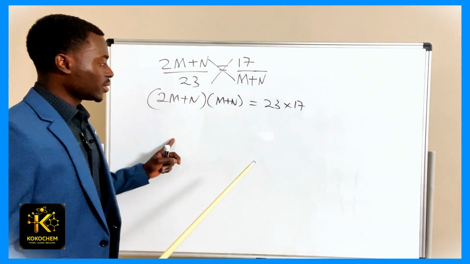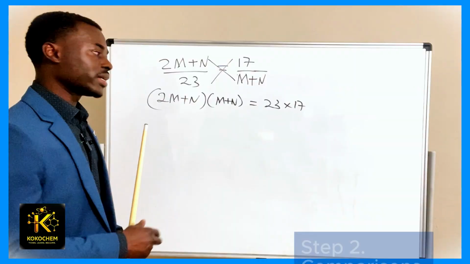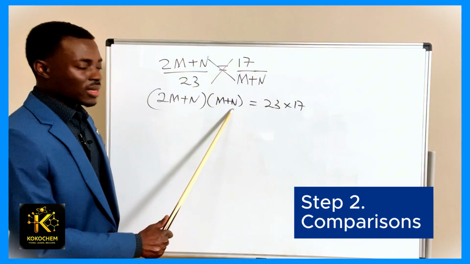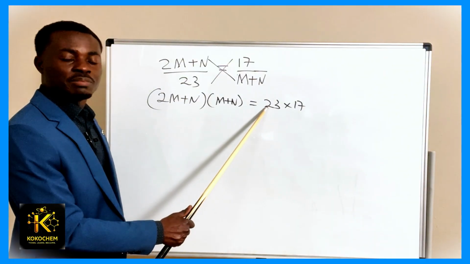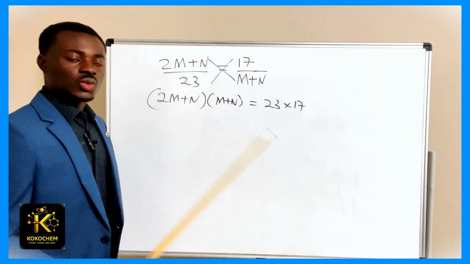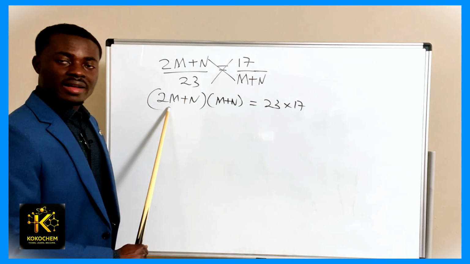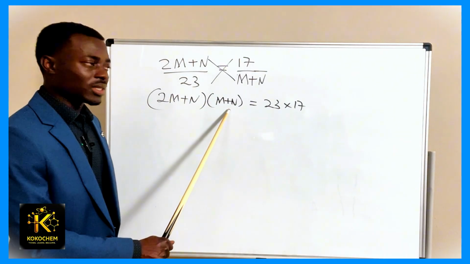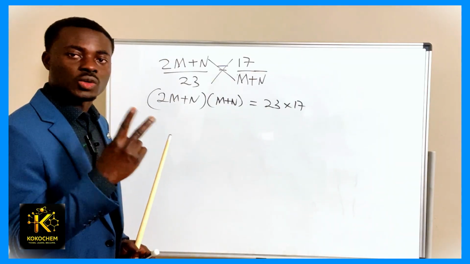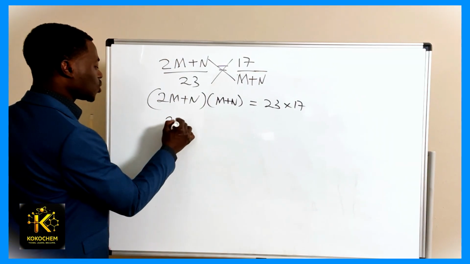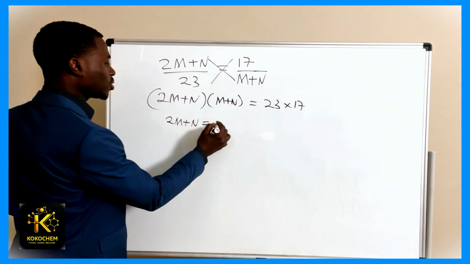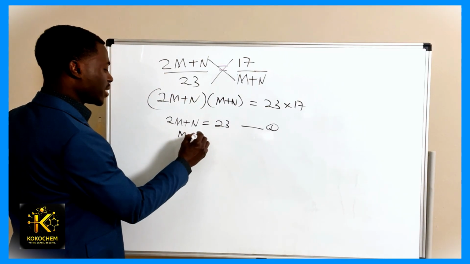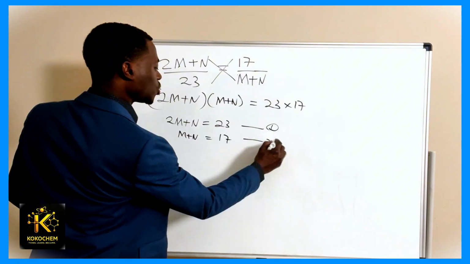But instead, do this. Step 2 is comparisons. 2m + n is bigger than m + n. The same way, 23 is bigger than 17. So what you do is equate the bigger expression to the bigger number and equate the smaller expression to the smaller number. So you get 2 equations. Equation 1: 2m + n = 23. Equation 2: m + n = 17.